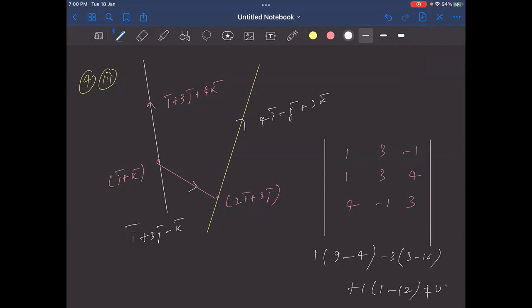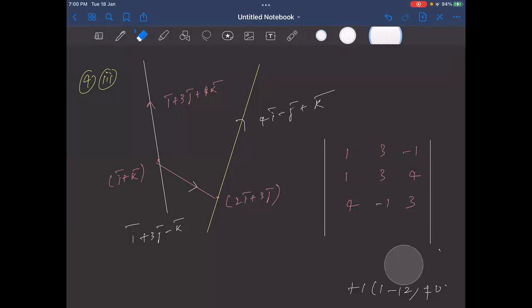4 minus j plus k. नहीं ये क्या किया मैंने फिर से गड़बड़ किया यहाँ पे. 4 है minus j plus k है. This is plus k. i plus 3j plus 4k. i plus k, 2i plus 3j. Okay, हाँ ठीक है. Now we need to write on this once more. So these two are correct. 1 3 minus 1, 1 3 4.